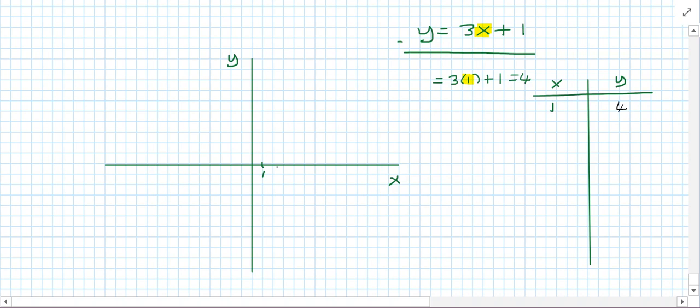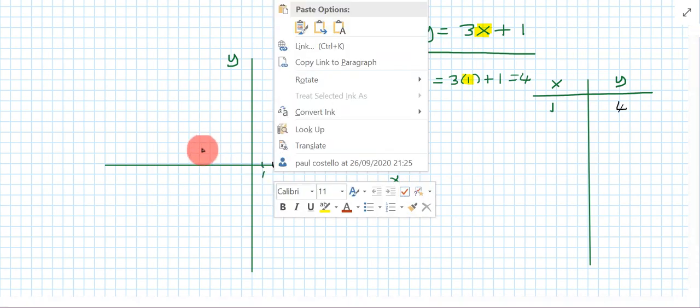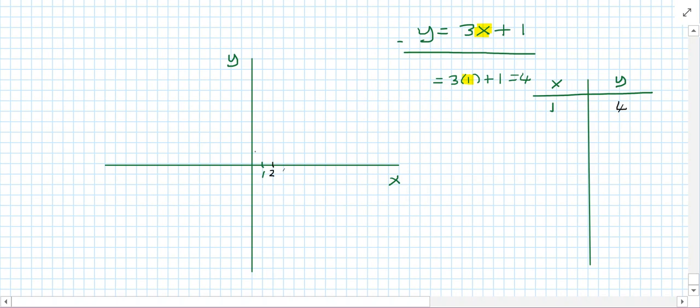So what about when x is 2? Okay, so when x is 1, y is 1, 2, 3, 4. So y is up here. So this is the first coordinate, if you like. So when x is 2, what is y equal to? So we can look at it with something like this. So 3 times 2 plus 1. So 3 times 2 is 6 and plus 1 is equal to 7.